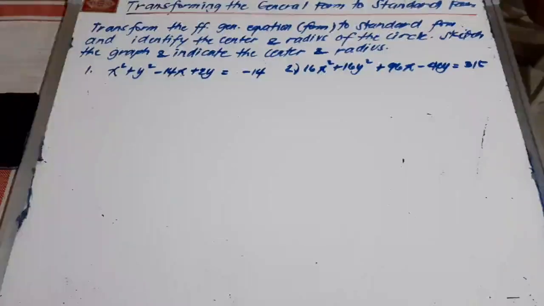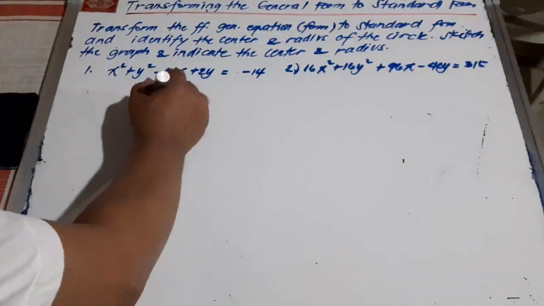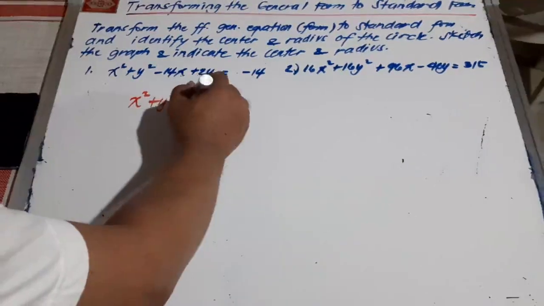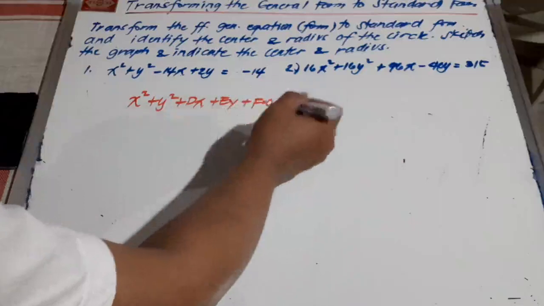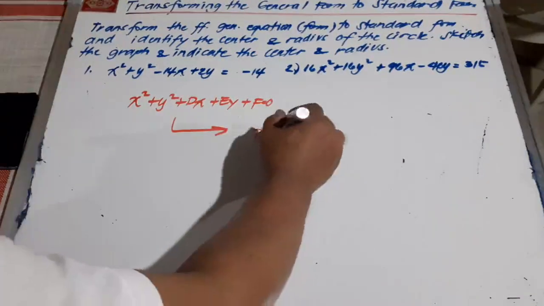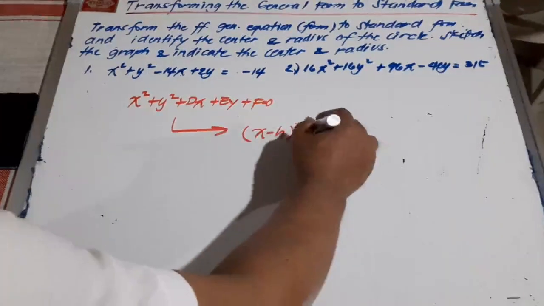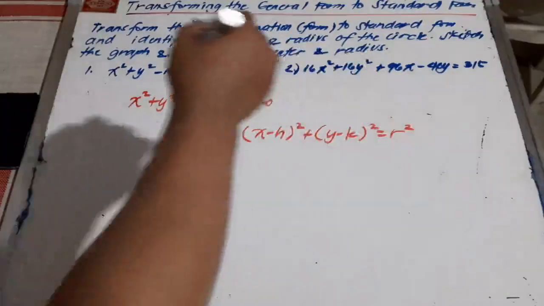Okay, sa video na to ay matututunan niyo kung paano mag-transform ng general equation or general form to standard form. Ang general equation of a circle ay ganito ang forma o istura. We have x squared plus y squared plus dx plus ey plus f equals 0. At ilalagay natin siyang papuntang standard form na ganito. Square of x minus h plus square of y minus k equals r squared.